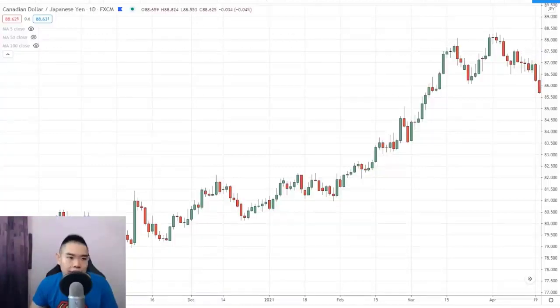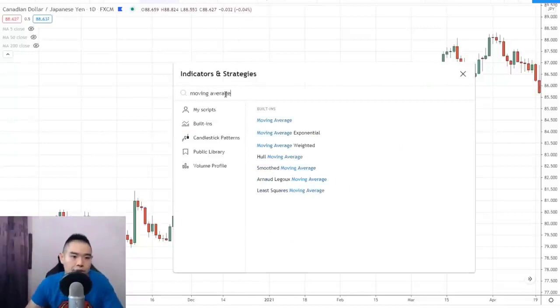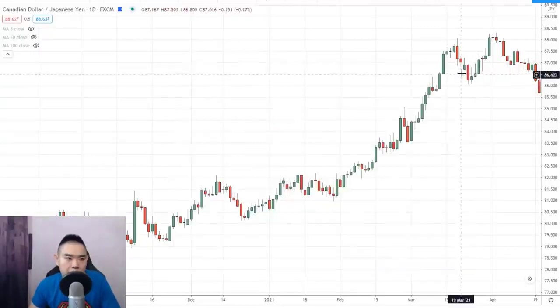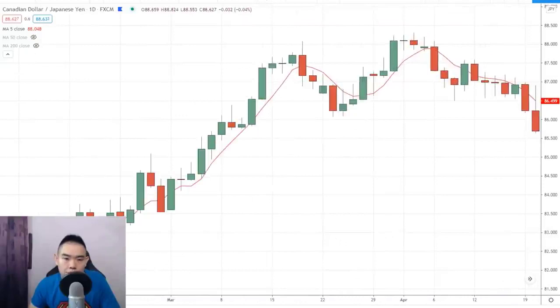If you can't find an indicator on this platform, just go to indicator, look for moving average, click on this and you'll find it. I already have it on my chart. You can see that the 5-period moving average is this red squiggly line on the chart. What we are looking for is for the price to break and close above this 5-period moving average to time our entry to enter a long trade, since this market is in an uptrend.